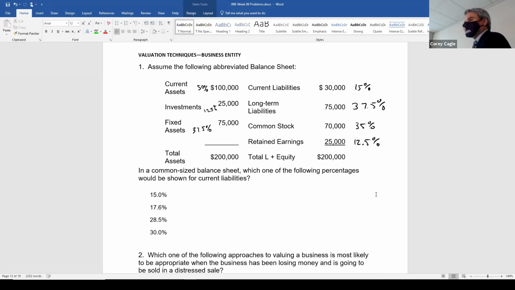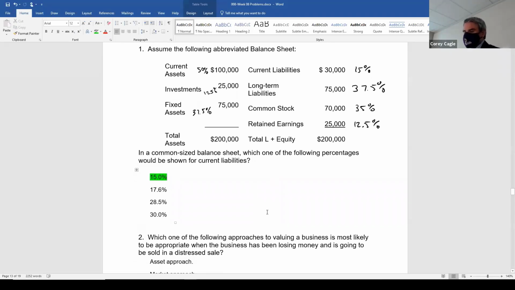As far as fixed assets go, the more we can do with less and less, the better, right? I mean, obviously, there's necessary things we need, but ultimately, when it comes down to it, we want to do more and more with less and less. That's a good thing, right? All right, so anyway, to answer their question, current liabilities would show 15%.